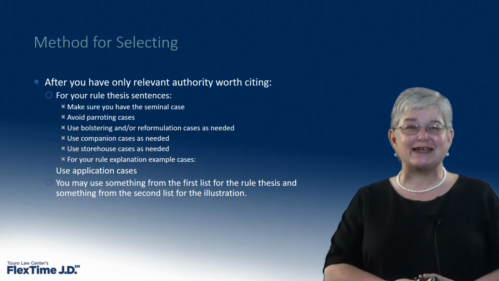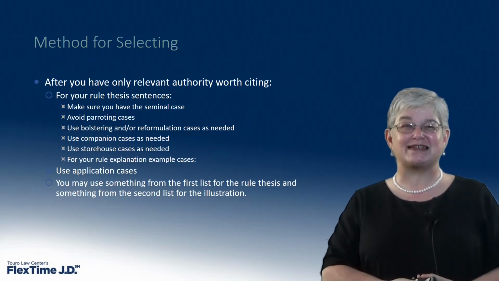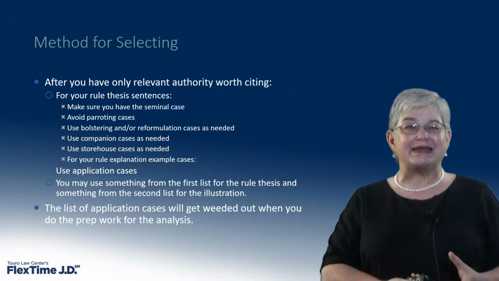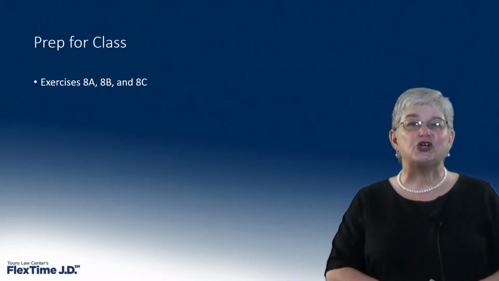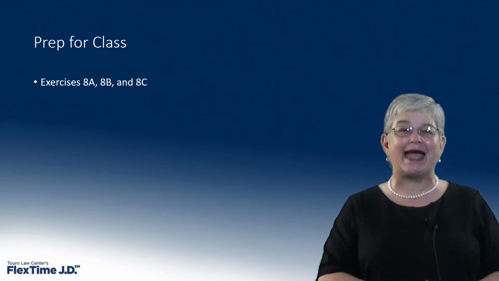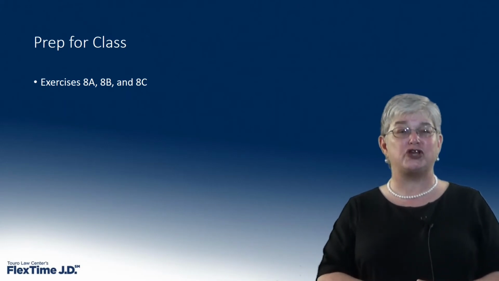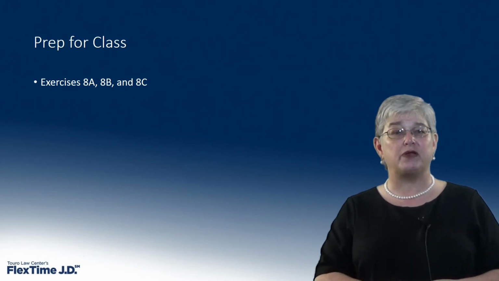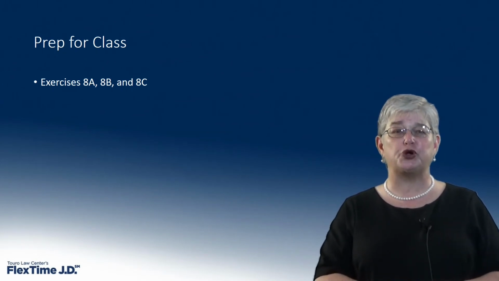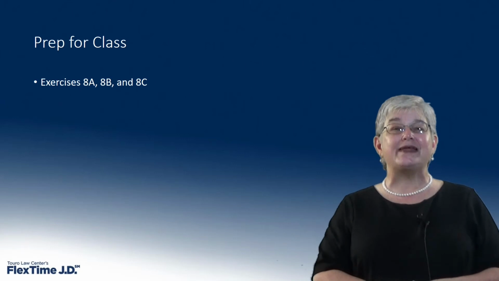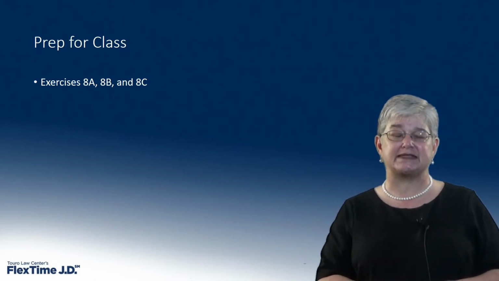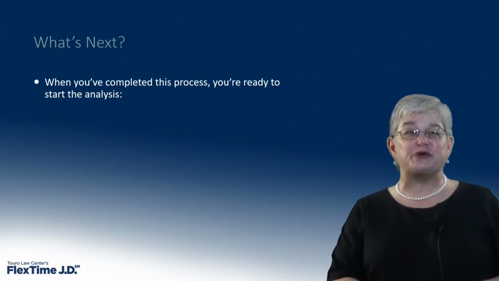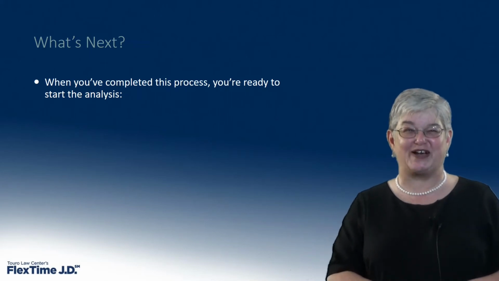So that's it on sorting and selecting authority. The next thing that you're going to do is to prep for class. You're going to do exercises 8A, 8B, and 8C in Newman. You'll do those alone, and then when we get into class, you'll compare notes with your group, and we'll go over those. And then after this class, where we talk about those exercises, 8A through 8C, now things are going to move very quickly toward the finish line for the course.